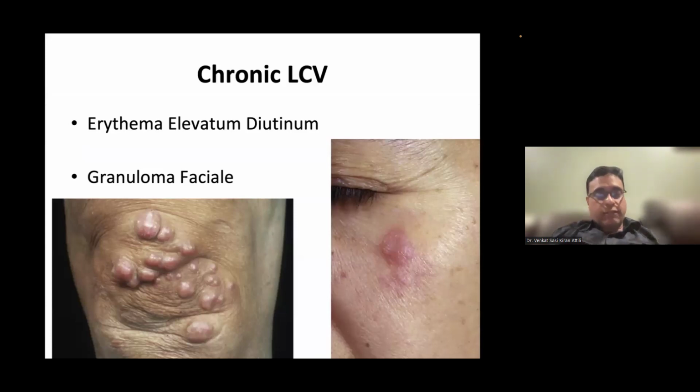So that's urticarial vasculitis for you. And the common entity is hypocomplementemic urticarial vasculitis. We've mentioned that earlier briefly. Now, this brings us on to another variant of leukocytoclastic vasculitis called chronic leukocytoclastic vasculitis, of which erythema elevatum diutinum and granuloma faciale are two classical examples.